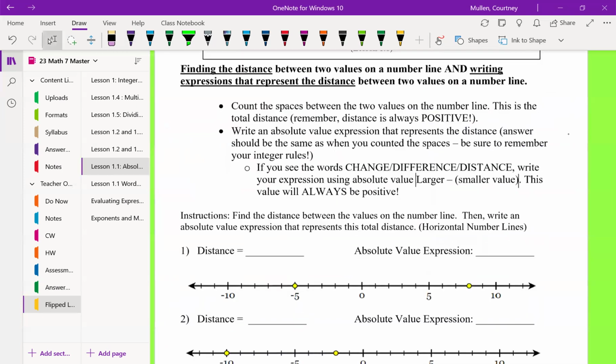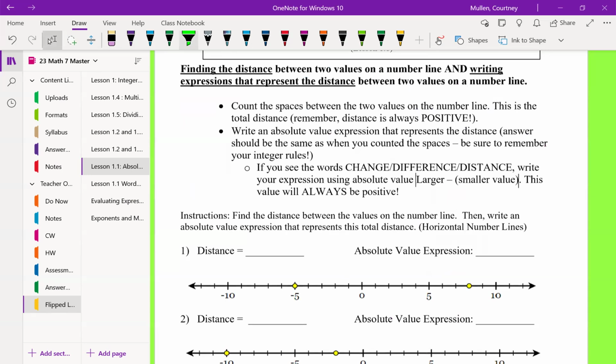So finding the distance between 2 values on a number line and writing expressions that represent the distance between 2 values on a number line are similar. So we can do this in a couple of ways. We can count the spaces between 2 values on the number line, and the distance is positive. And we can write an absolute value expression using our knowledge of adding and subtracting integers to find the same answer.